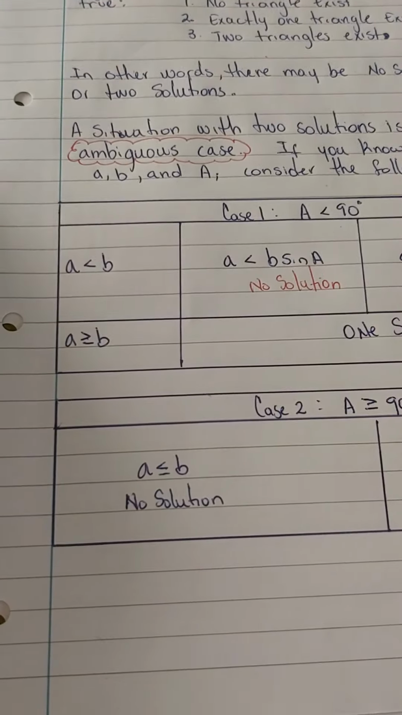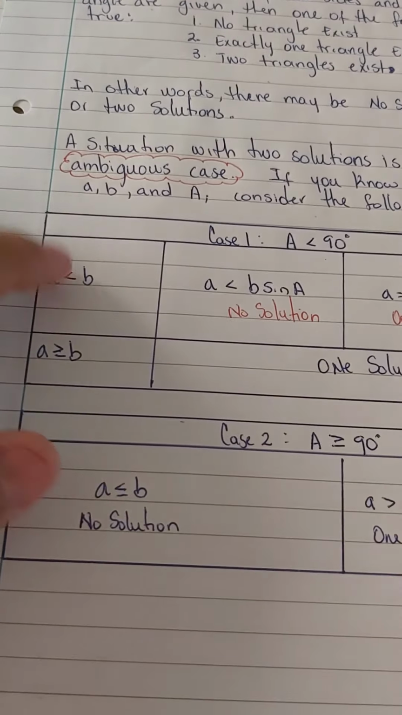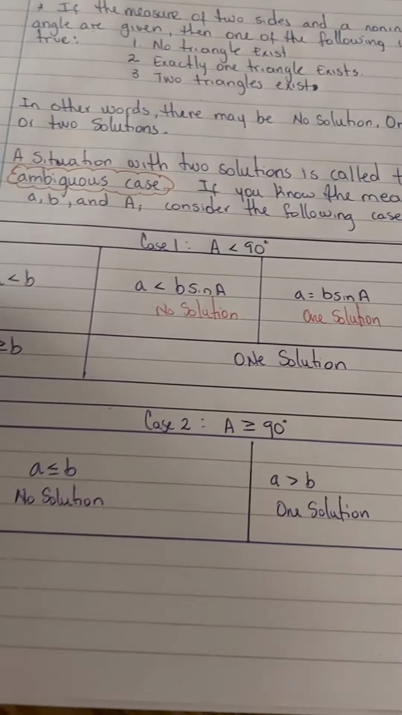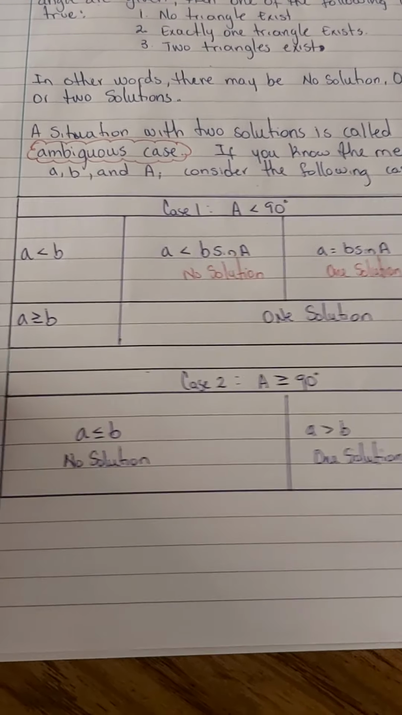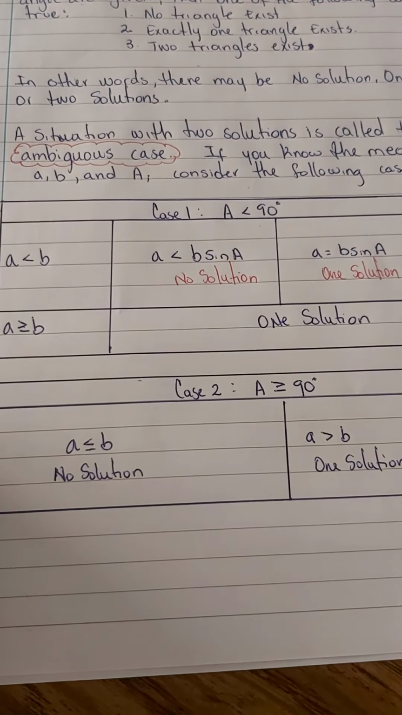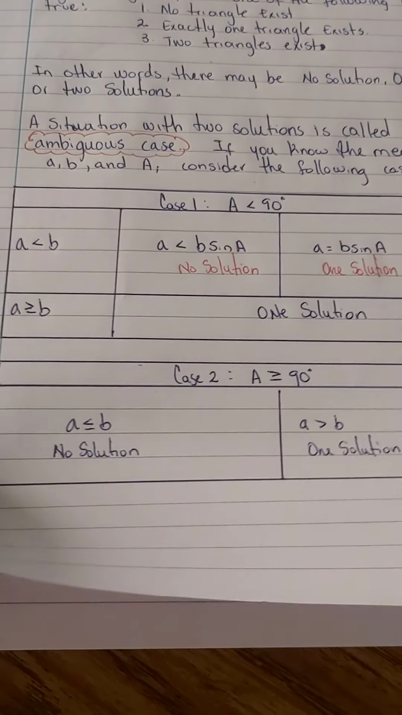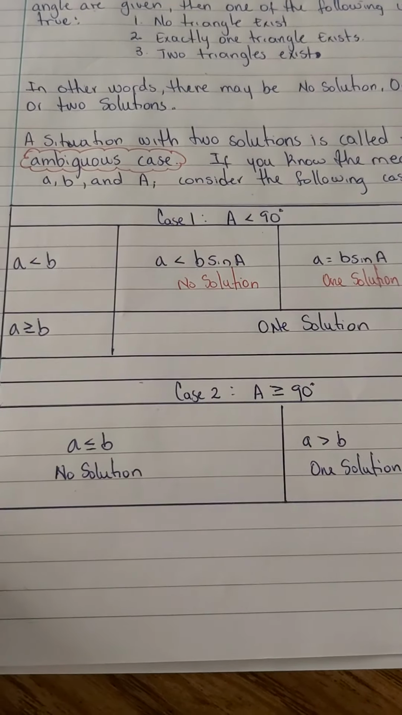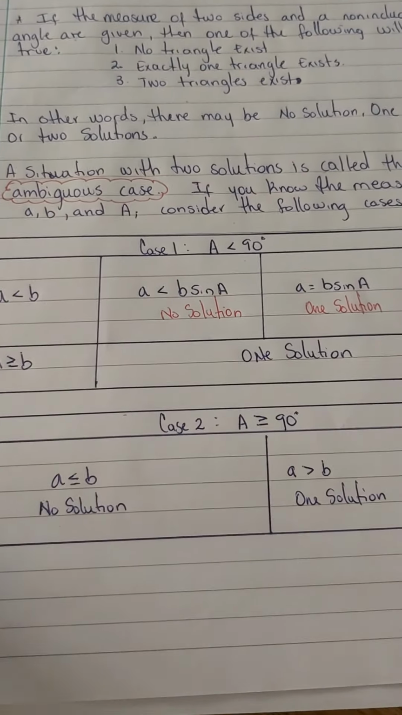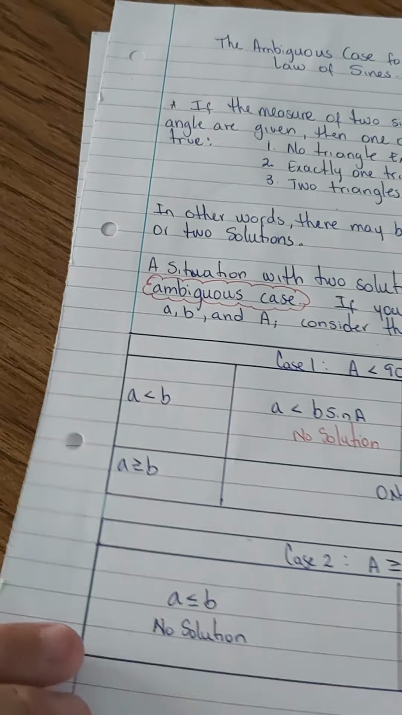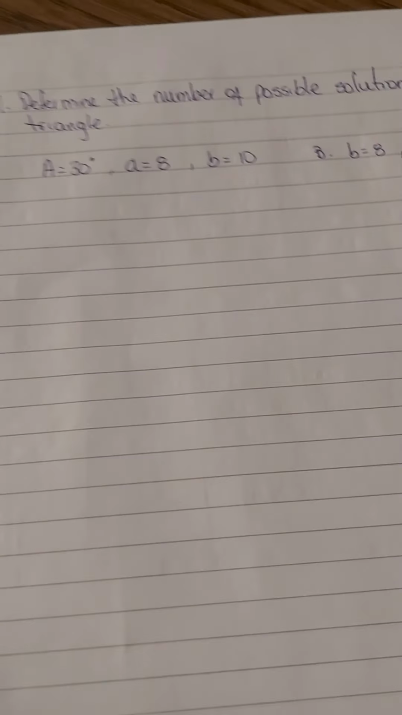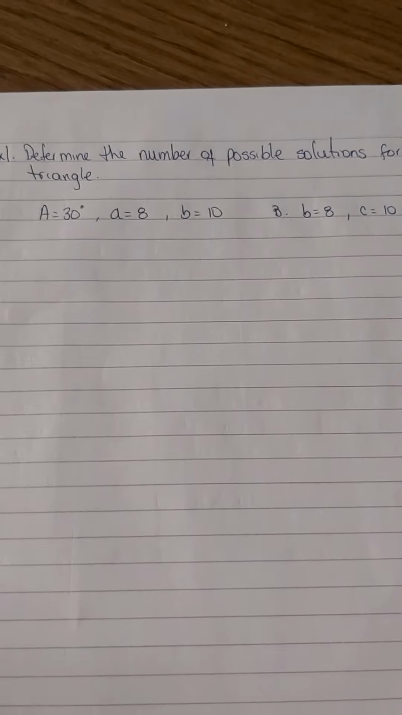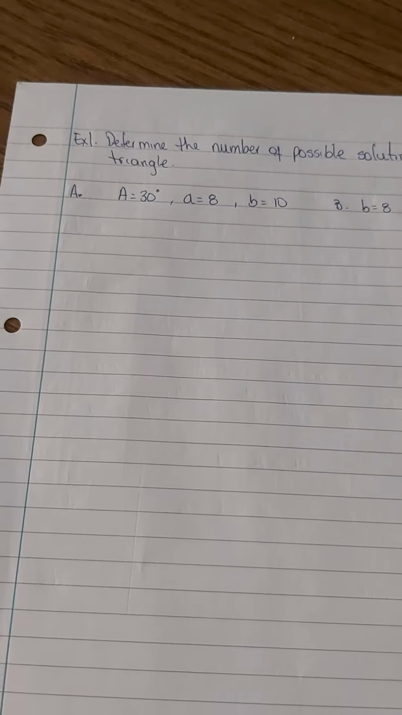It will be very important to have these two cases, case 1 and case 2, on a separate piece of paper, because you're going to be needing them for this lesson, and you're going to need them hopefully for the exam. Now look at example 1. In example 1, we have to determine the number of possible solutions for each triangle. Just determine the number of possible solutions.